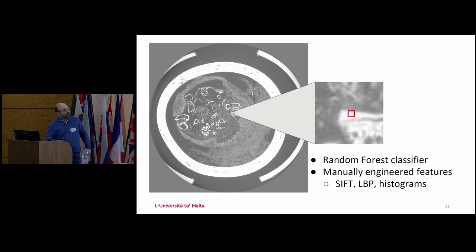We also tried other things like SVMs and logistic regression, but the random forest works best, we found. But you also need to provide manually engineered features, which is the information that describes the voxel. And we tried several things like SIFT features, which are used in photos, local binary patterns, which are used to describe texture in photos as well, and histograms. And that's what we found works the fastest and also gives good performance.